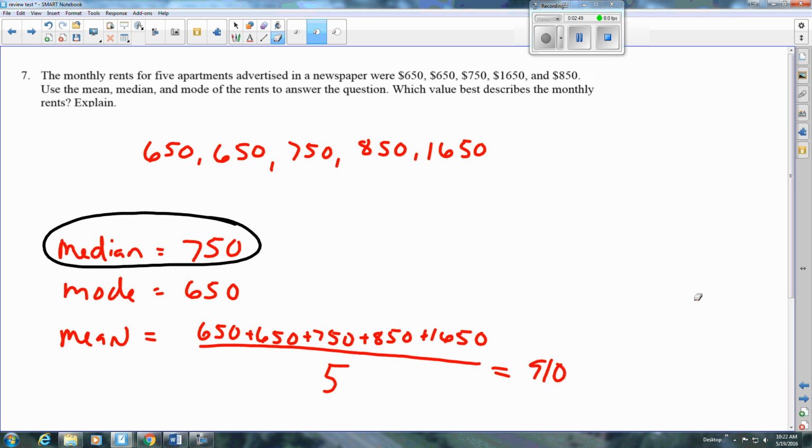Monthly rents of 5 apartments advertised in the paper are as follows. Use the mean, median, and mode of the rents to answer the question. Which value best describes the monthly rents? So you put them all together, you get a median of 750 if you did that correctly. The mode is going to be 650 because it came up the most often, and then the mean comes out to 910. 910 really doesn't work because if you look, 910 would be right here, and that's more skewed, okay? So if we used the median of 750, that is almost in the middle of everything else. So I said the best one to use is the median 750.